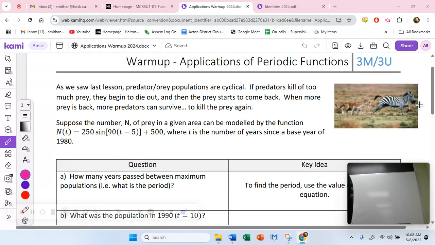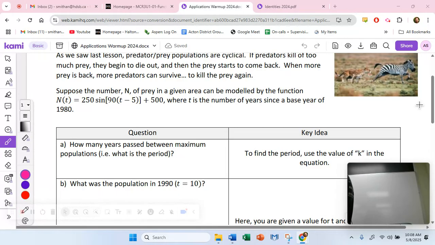So from the equation, you guys have a lot of experience finding the period. So I'll let you guys get that done. I'll do my attendance real quick. And then I think we'll do B together.